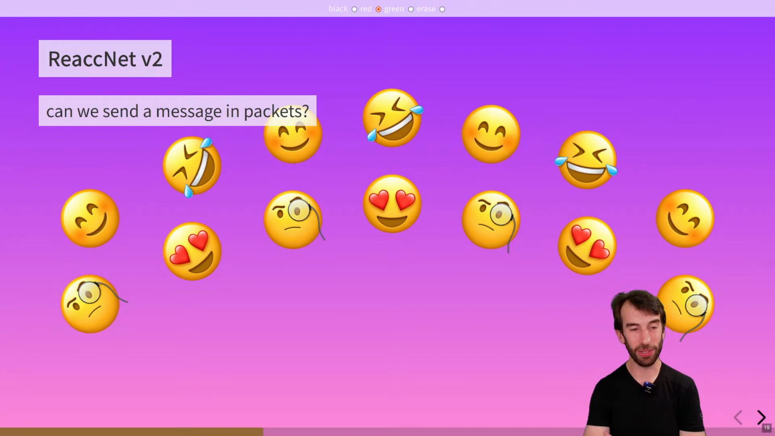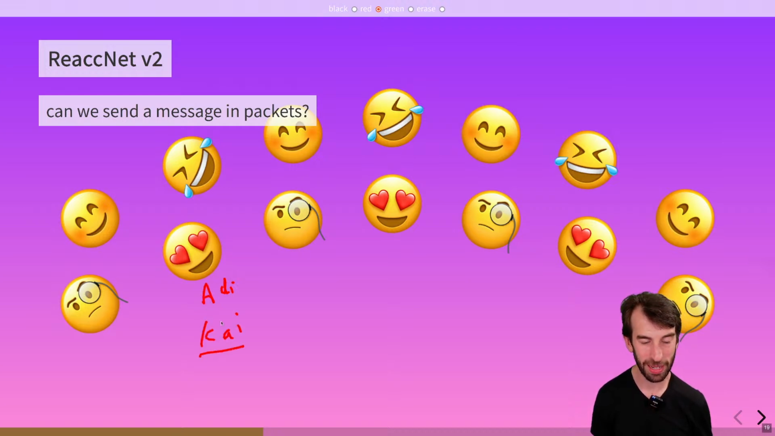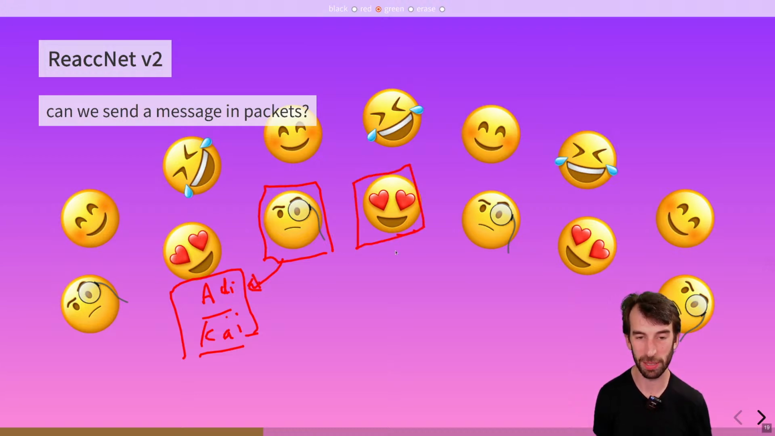Okay, ReactNet v2, we're going to send a message in packets. We're going to do it this way. I need two examples. I've got two volunteers. I'm going to go backwards and say that the first volunteer is Addy, and volunteer 2 is Kai. So these two folks are going to be the receivers. Now, if you send a message that is prefixed with a monocle face, that's going to mean it's a message for Addy. And if you've got a message with love heart eyes, that's a message for Kai.